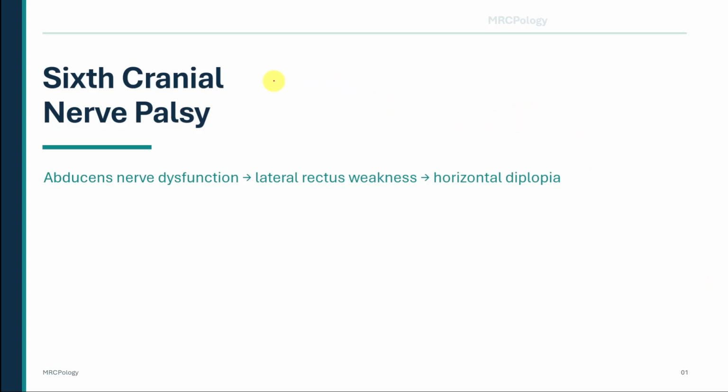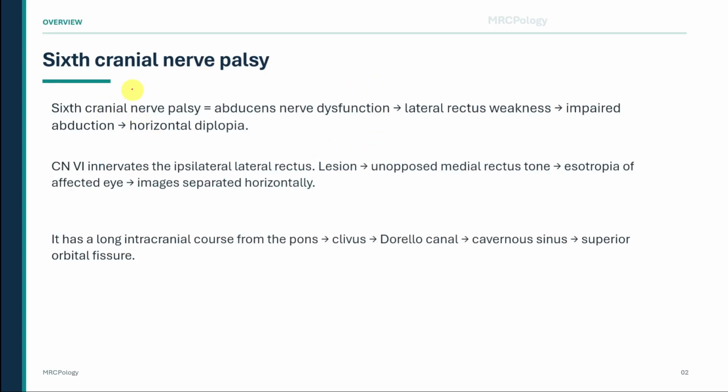Imagine a patient comes to clinic saying, "Doctor, I see double, especially when I look to one side, and it is worse when I look at something far away." The key question: is this an ocular muscle problem, a cranial nerve palsy, a brainstem lesion, or a neuromuscular junction disorder? Sixth cranial nerve palsy means dysfunction of the abducens nerve.